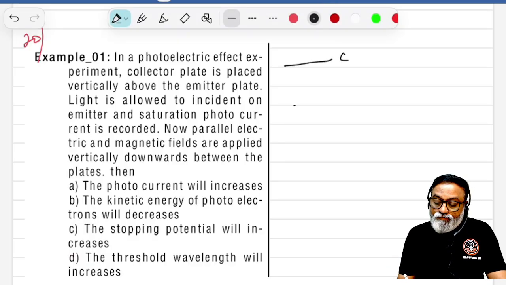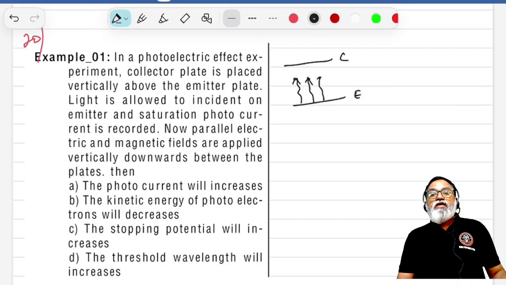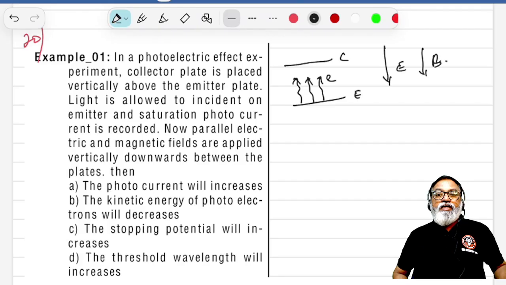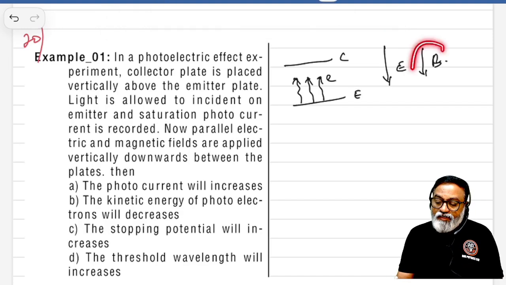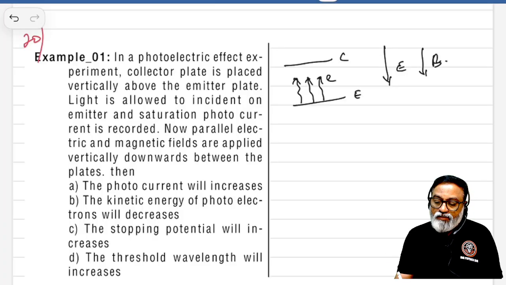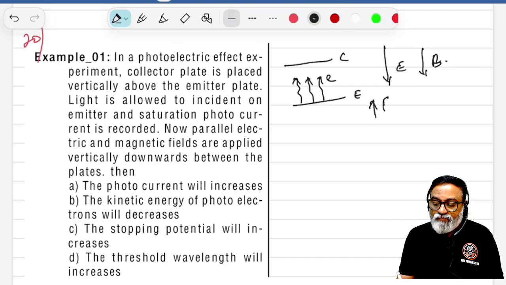See here, this is the cathode, this is the emitter. Here electrons are emitted from the emitter and moving towards the collector. Here we are applying electric field and magnetic field in vertical direction. Here magnetic field is parallel or anti-parallel to motion of the charge, so there is no magnetic force. But there is a force due to electric field. That force for a negative charge is opposite to the field direction. Therefore, field is in downward direction.